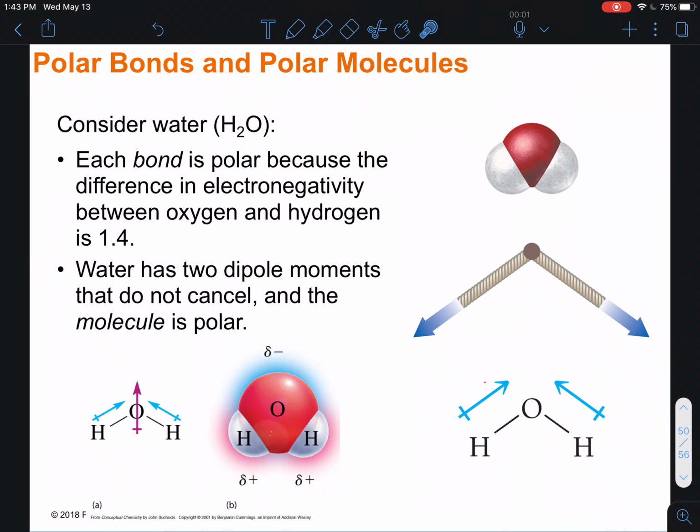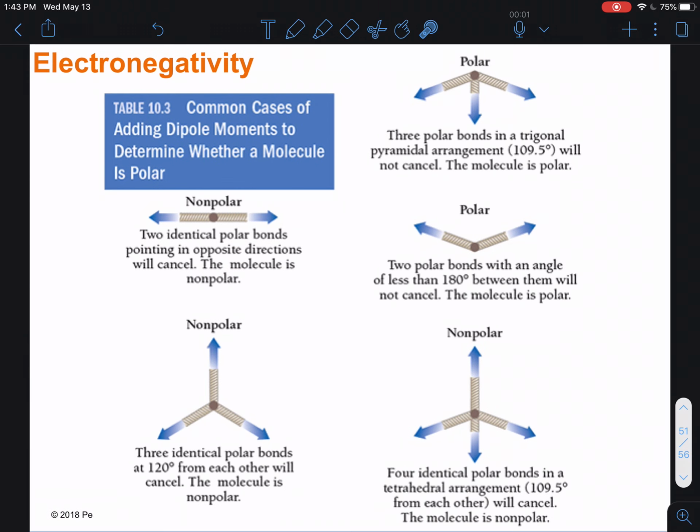So another way that you can look at it, it's saying the same thing. Water has two dipole moments that do not cancel, and therefore the molecule is polar. So here's a really nice slide. Honestly, I always had a hard time at the beginning with collective polarity, net dipoles in molecules, and how do I know if vectors cancel each other out? So these are common cases, okay?